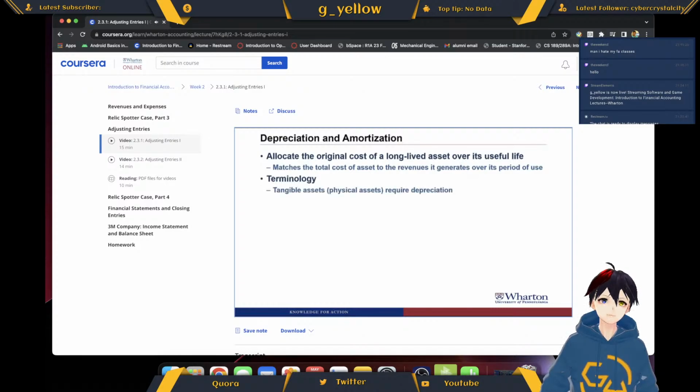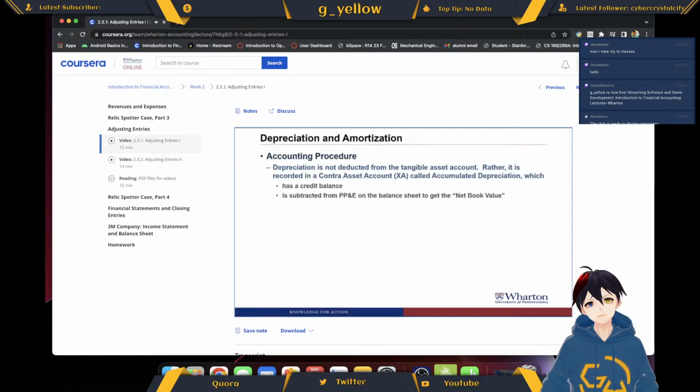Now, some terminology here. Tangible assets, which are physical assets like buildings or equipment or trucks, we're going to call this process depreciation. For intangible assets, which are abstract assets like trademarks or customer lists, which we've acquired in an acquisition, we're going to call this process amortization. But the process is going to be very similar, even though the terminology is different.